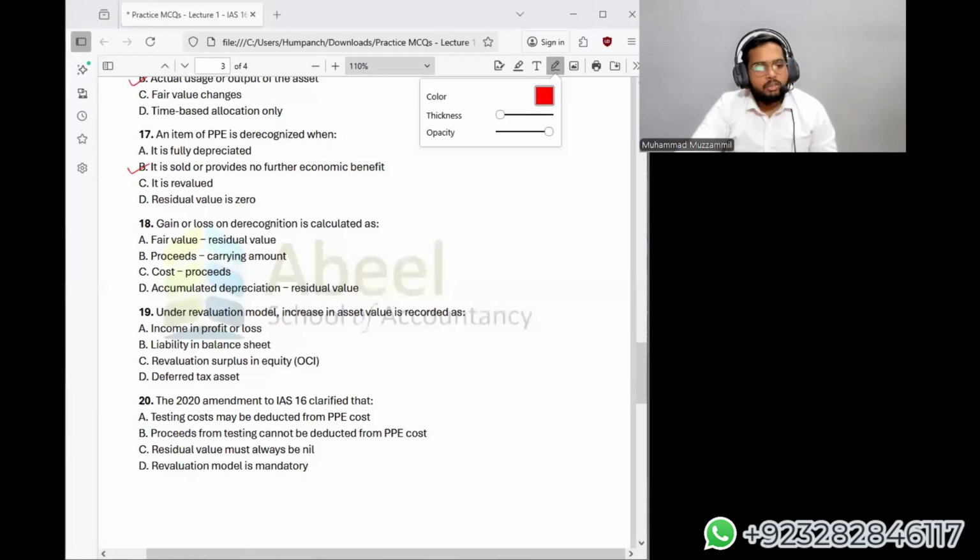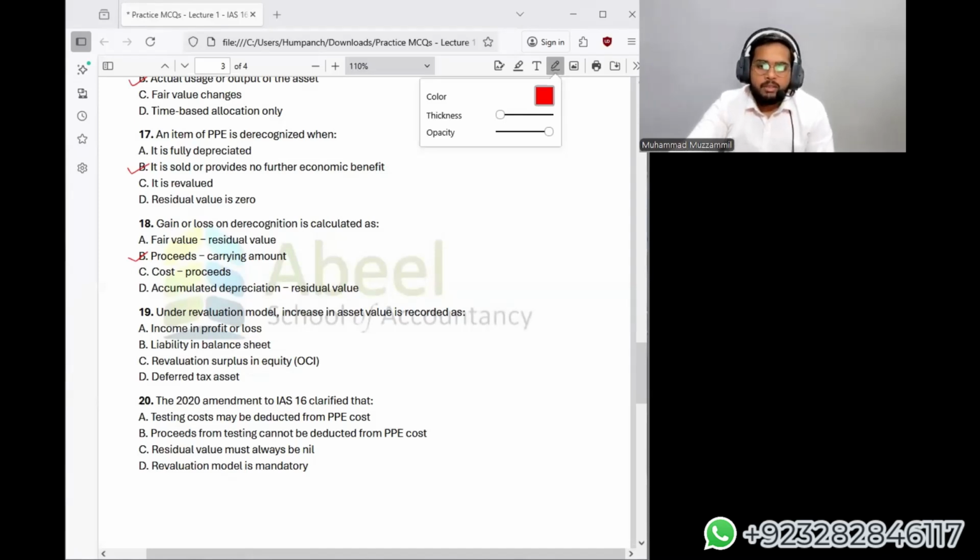Okay, under the revaluation model, an increase in asset value is recorded as: income in profit and loss, liability in the balance sheet, revaluation surplus in equity, or deferred tax asset. What is it? Quickly. Under the revaluation model, an increase in asset value is recorded as revaluation surplus in equity.